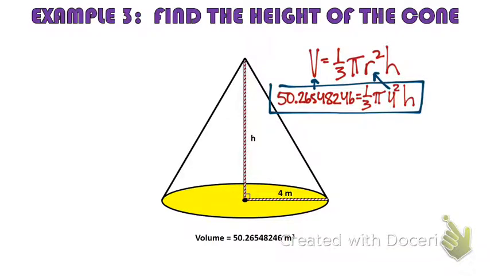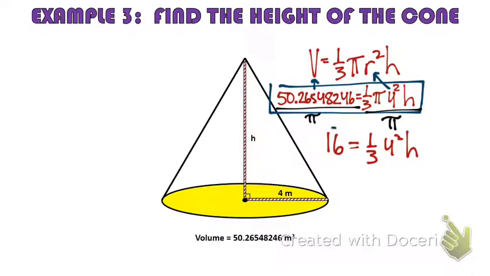So the first thing that I'm going to do to solve that equation is I'm going to divide both sides of the equation by pi. So the right side of the equal sign is divided by pi and the left side of the equal sign is divided by pi. And when I do that, 50.26548246 divided by pi is exactly 16. So now I have a 16 on this side and a 1/3, the pi's have divided out, 4 squared times h. And that's what I have for my problem at this point.